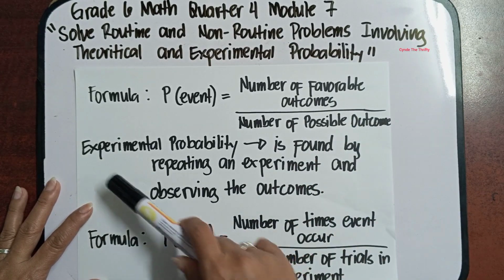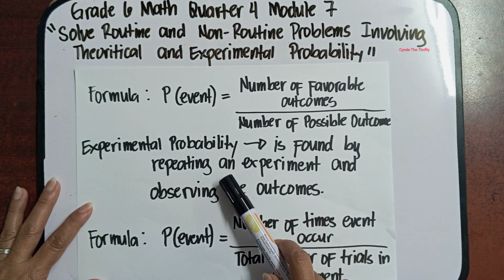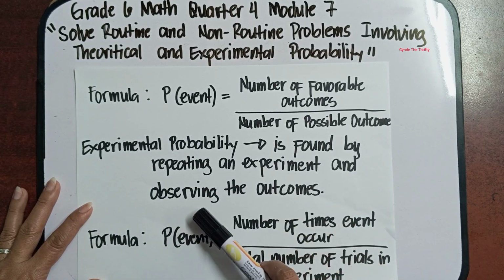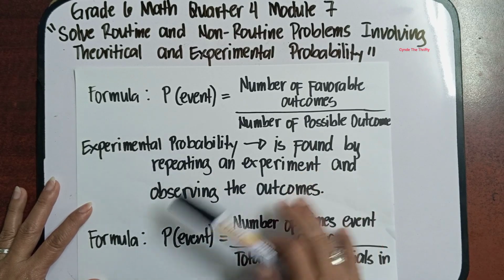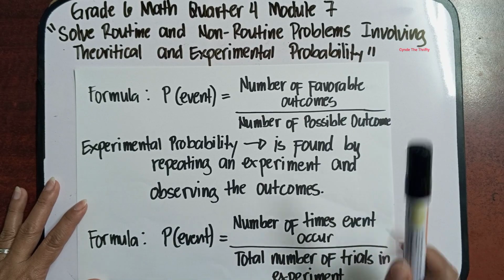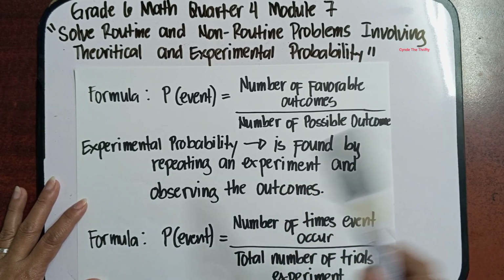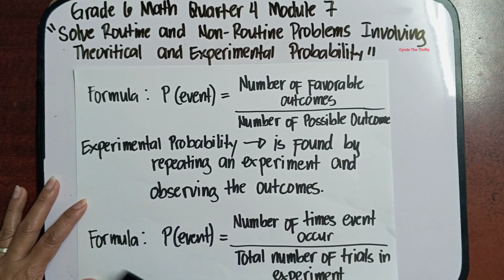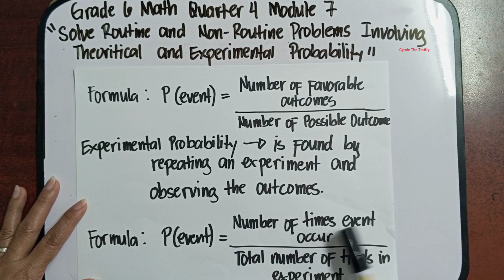Now, ang pangalawa naman is experimental probability. Is found by repeating an experiment and observing the outcome. So, from the word experiment, that is experimental. Gagawa ka ng experiment, tapos i-observe mo ang iyong outcome. So, ang iyong outcome is naka-base sa iyong experiment. At ang formula naman sa pagkuha nito ay probability of event is equal to number of times event occurred divided by the total number of trials in experiment.